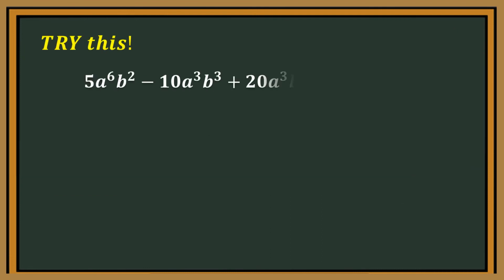Try this. 5a to the 6th power b squared minus 10a cubed b cubed plus 20a cubed b to the 4th. Let us find the greatest common factor one by one. Let us start from the coefficients. 5, negative 10, and positive 20. What is the greatest common factor?